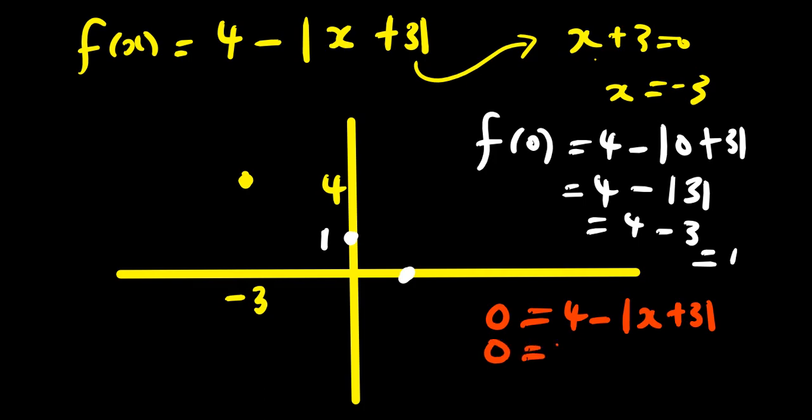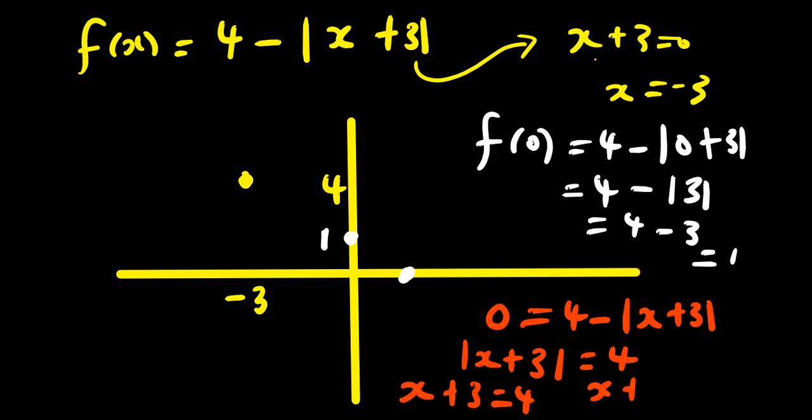So you're going to say 0 is equal to 4 minus the modulus of x plus 3. We've been solving these modulus equations. I think that was the first question where I was solving modulus equations, right? So I'm going to take the modulus, the negative with the modulus, to the other side. I'm going to remain with the modulus of x plus 3 is equal to 4. So how do I remove the modulus? It's the same principle. I'm going to say x plus 3 is equal to 4 or x plus 3 is equal to negative 4. Then I solve those two equations.